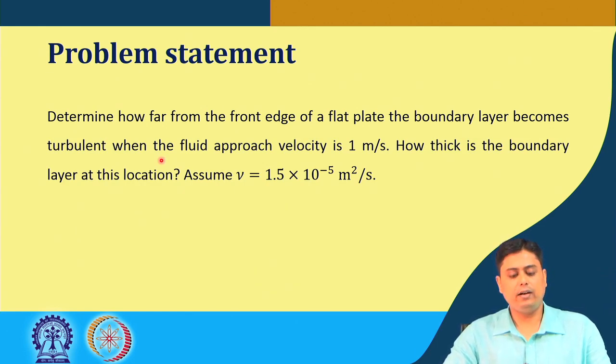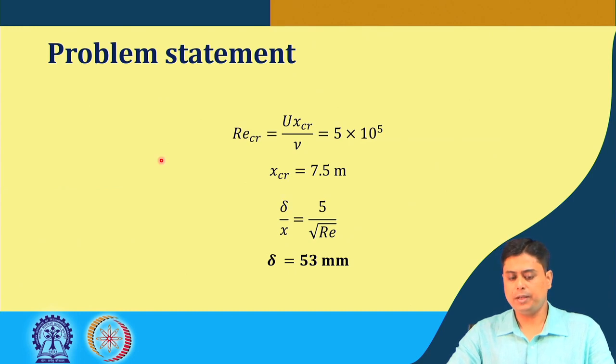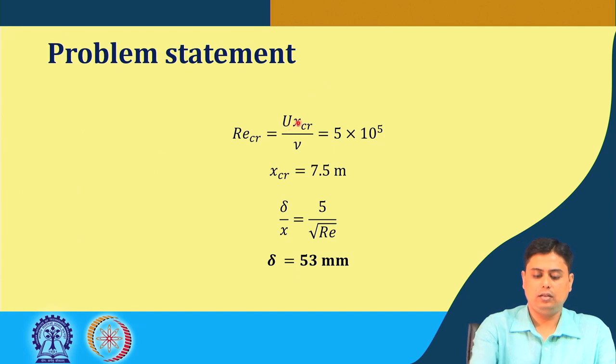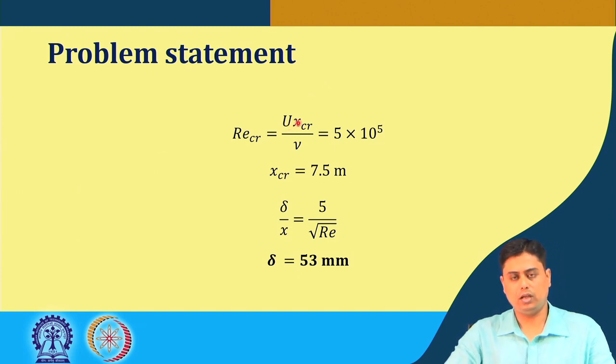Okay. Now, the critical Reynolds number for such a flow, that means when there is a flow over a flat plate, where we know the transition occurs or the turbulence begins, is 5 into 10 to the power 5. And this critical Reynolds number is nothing but u, the velocity of the flow, times the critical length of the flat plate from the leading edge, divided by nu, the kinematic viscosity.